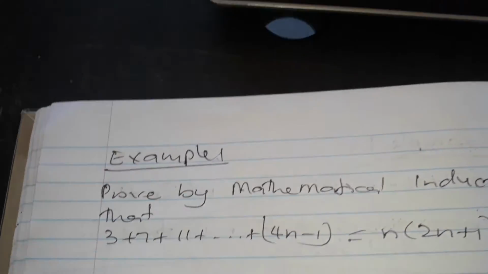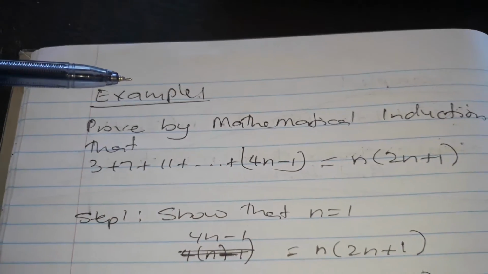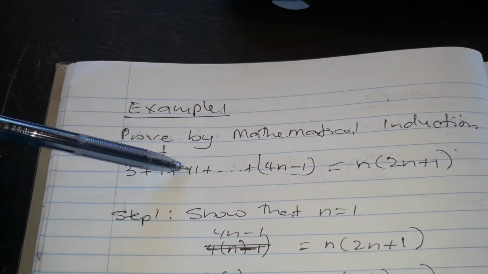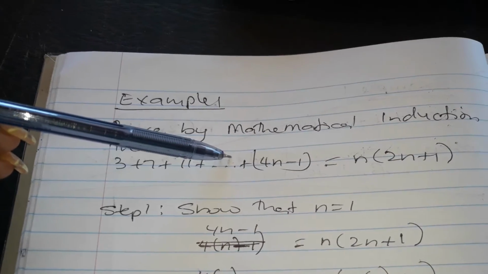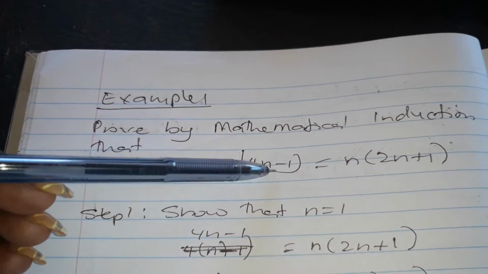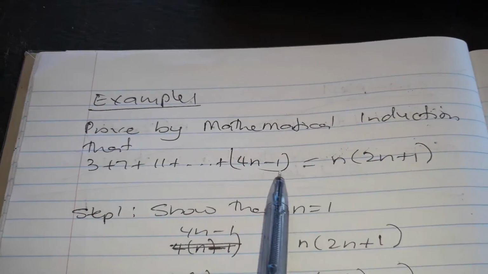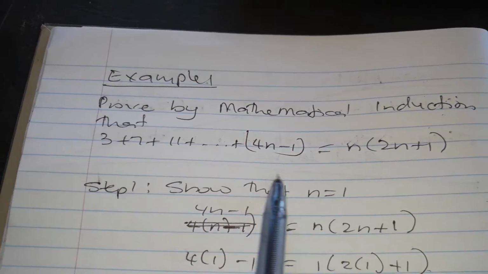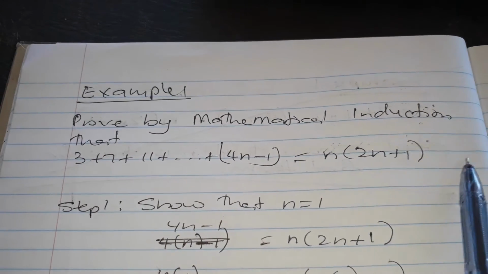Example 1. It says, prove by mathematical induction that 3 plus 7 plus 11 plus some numbers, up to 4n minus 1, should be equal to n into 2n plus 1. That's the statement that we have to prove.